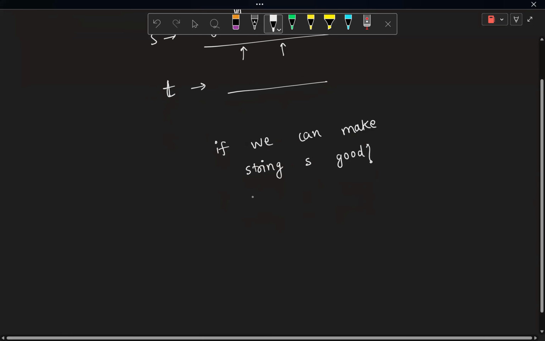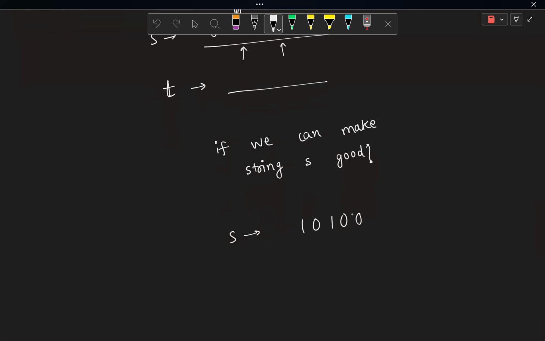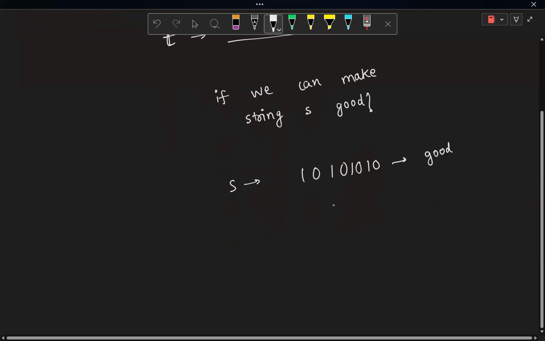Let's look at some special cases. What if string s already has alternating elements? In that case, it is already good. And you can think about these cases, though it won't really help us here.